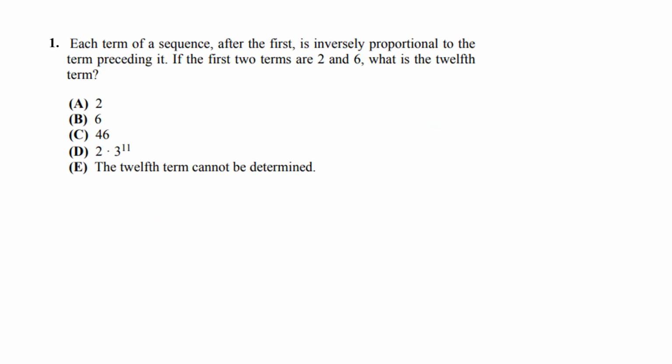For number 1, we have each term of a sequence after the first is inversely proportional to the term preceding it. If the first two terms are 2 and 6, what is the 12th term? All right, so what does it mean for something to be inversely proportional to the term preceding it? Well, we know 1 over x is an inverse relationship, and we can multiply that by some constant k. So in this case, x is our preceding term, and k is some constant. And this equals our next term.